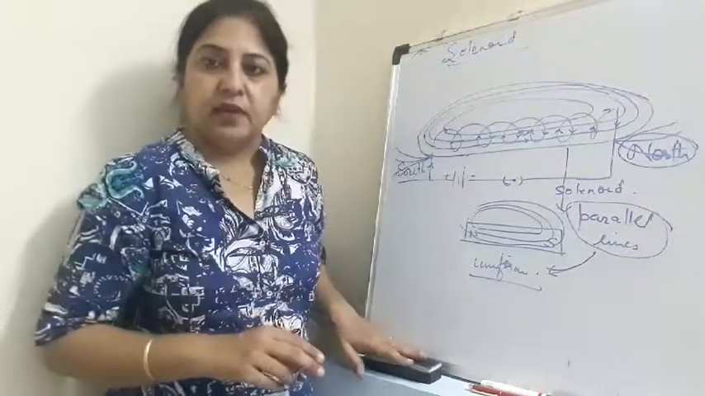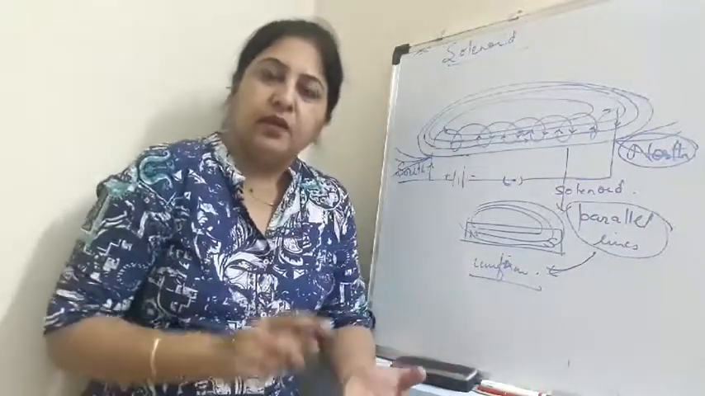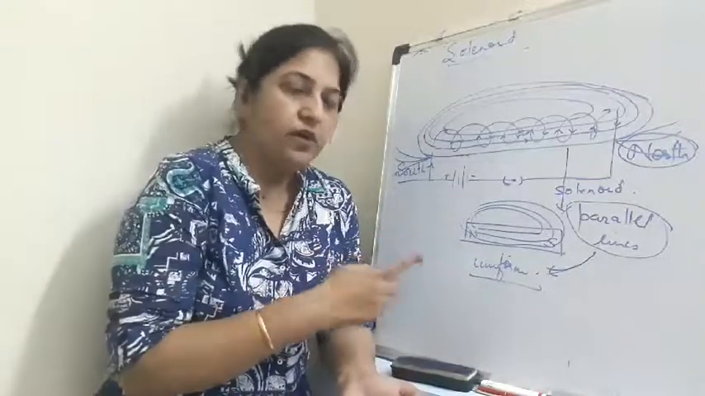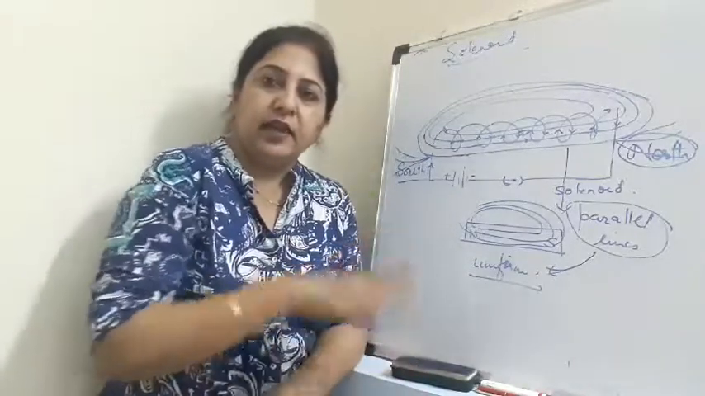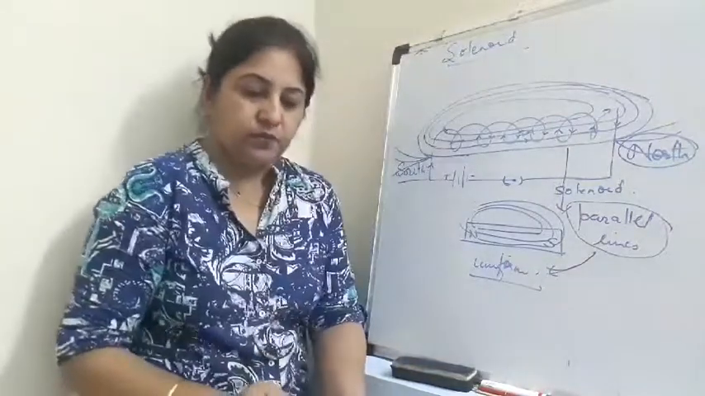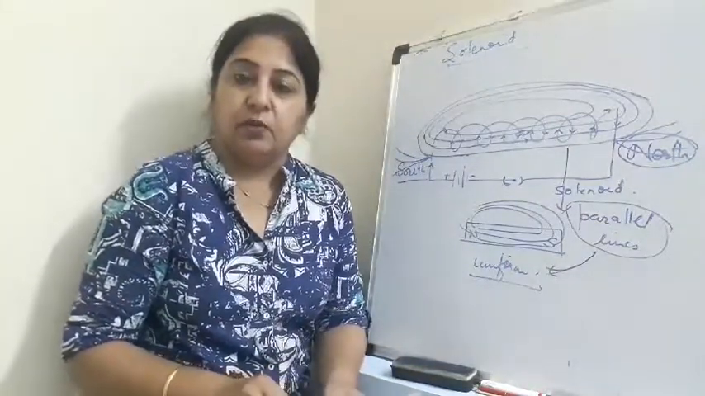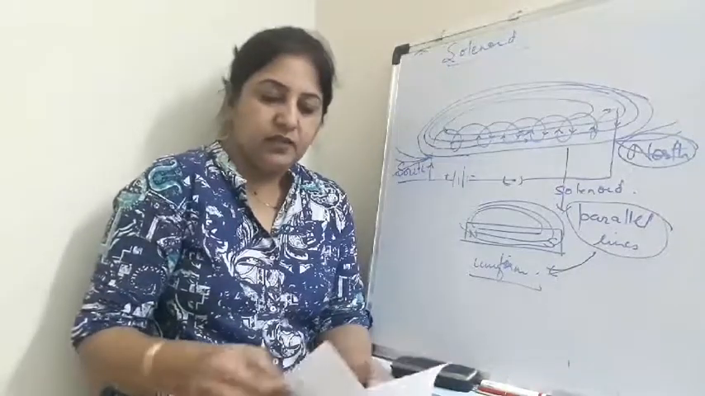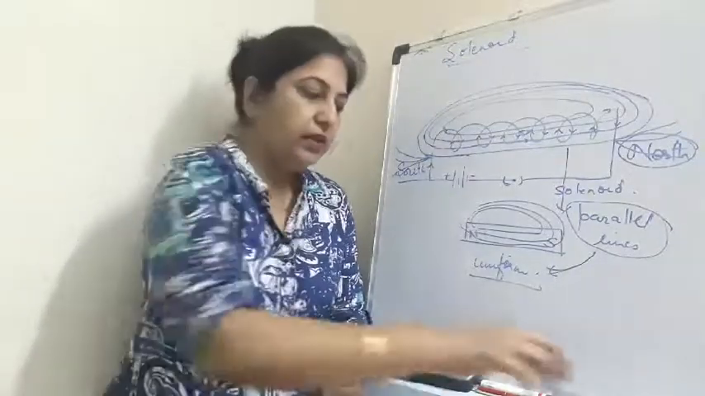There are three types of conductors: straight conductor, current carrying circular loop, and solenoid. You will now study the three types of field lines, and I have taken out some questions for you. These questions I am going to send on the WhatsApp group. You will find the answers to these questions and try to write them in the notebook.